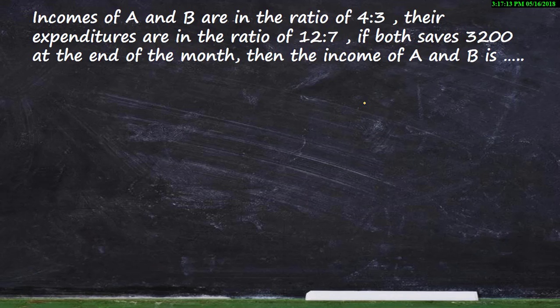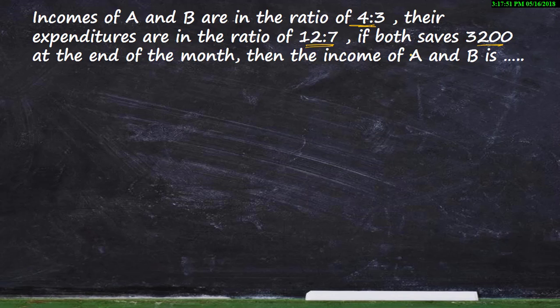And we'll solve a similar type of question here. See, incomes of A and B are in the ratio of 4:3, and their expenditures are in the ratio of 12:7. If both save 3,200 at the end of this month, then what is the income of A and B? I want you to calculate the answer for it, and I will give a time of 10 seconds. I think it is very small, right? Okay, then take 30 seconds, pause the video, solve the question, and verify the answer.